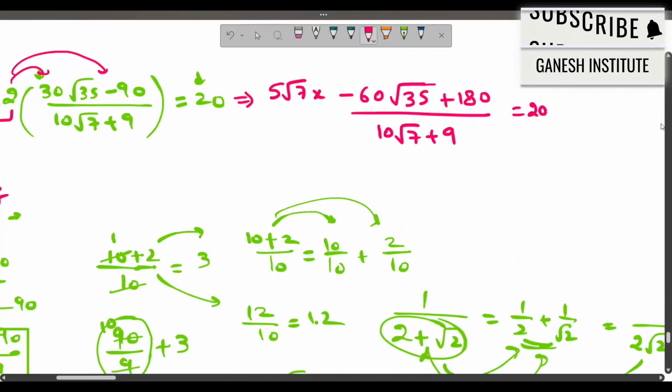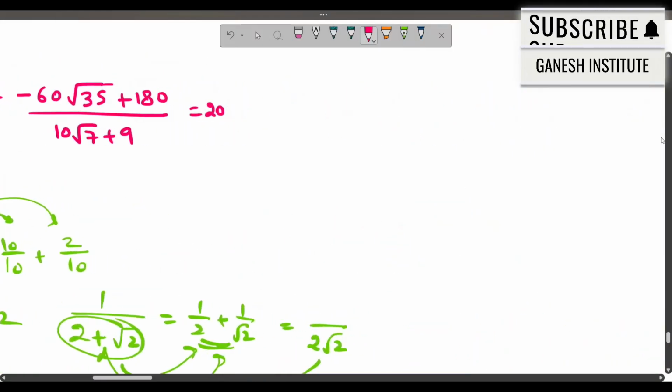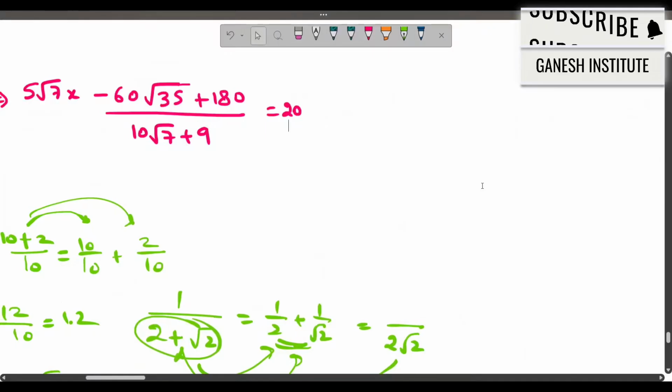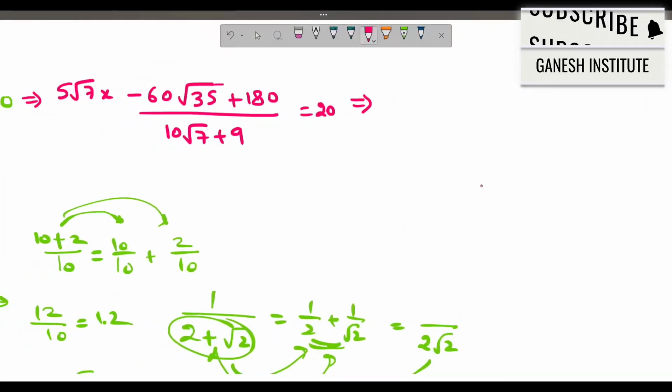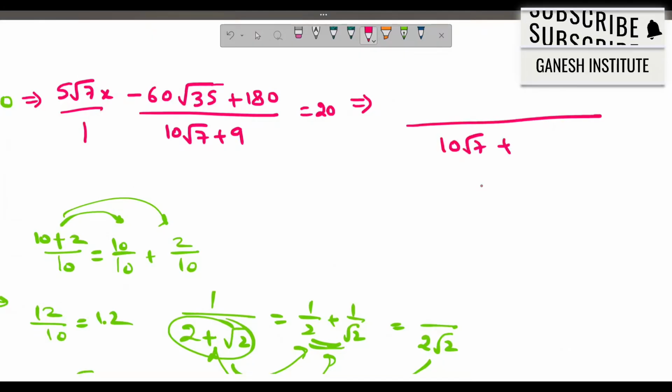Now what's the next thing? From here, you have 1 over 1. I think you're supposed to find LCM and then. Yes, LCM, that is 10 root 7 plus 9.